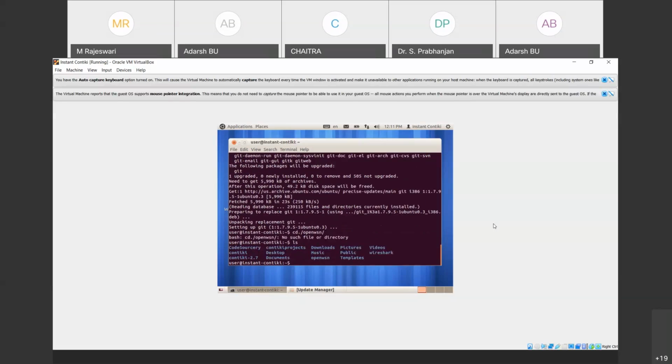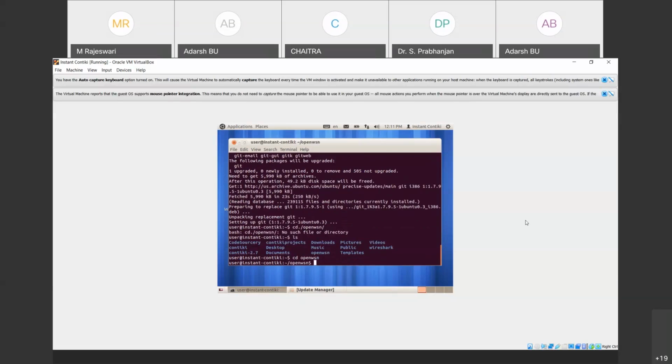See, I think there is one mistake. After the CD, there is a dot. Maybe it's included in my command also. Sorry. So it is CD only, OpenWSN. CD OpenWSN. Yeah, CD OpenWSN. Yes. Okay. Thank you. Good.